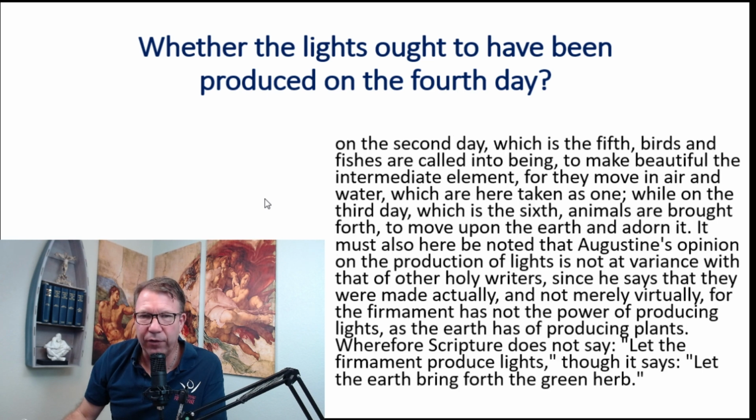Okay, so the final thing here, he says, on the second day, which is the 5th, birds and fishes are called into being to make beautiful the intermediate element, for they move in air and water, which are here taken as one, while on the third day, which is the 6th, animals are brought forth to move upon the earth and adorn it. Okay, so again, this is what's happening here.